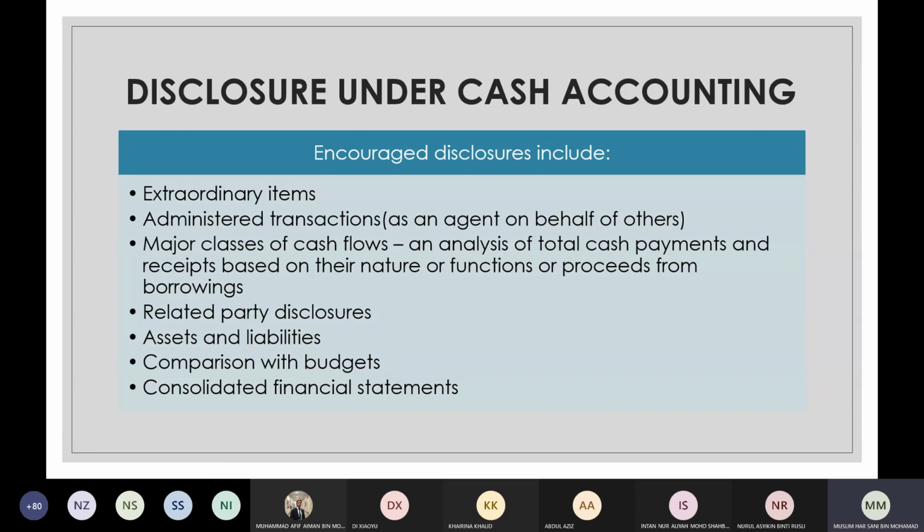All right, another is external items, major classes of cash flow, analysis of total cash payments, related party disclosures, comparison with budget, and consolidated financial statements.